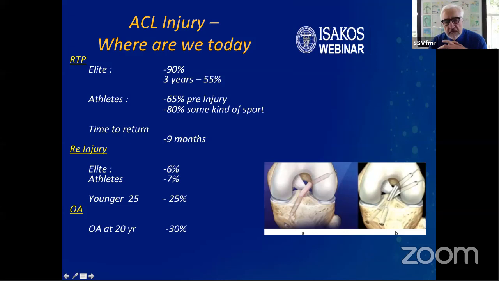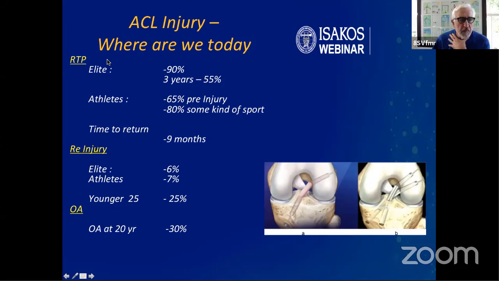And these are the results. I just want to put this in there to understand. If you are doing a good ACL, a good surgery, single bundle, double bundle, fixation devices, those things don't really matter. If you do it well, and we'll get back to that, this is what you can expect. These are the things you have to keep in your mind to see if I'm doing good surgery.